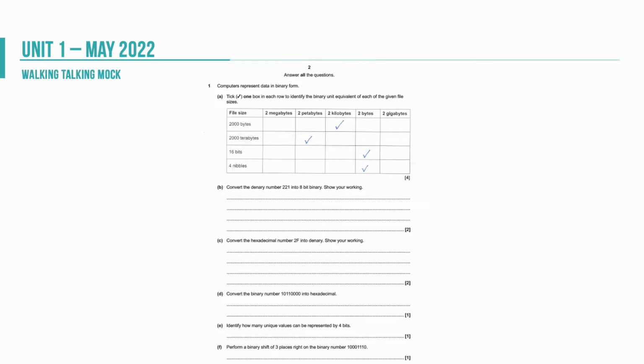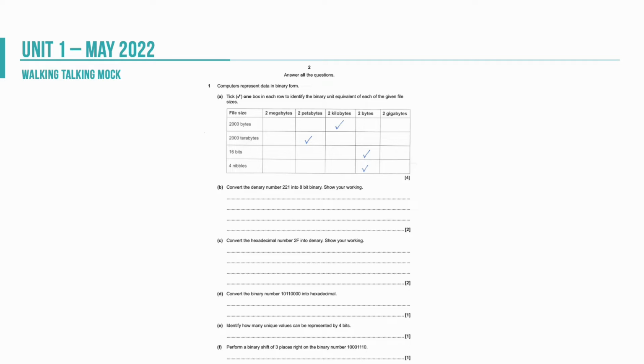So 2,000 bytes is 2 kilobytes. In the GCSE we always use 1,000 bytes to a kilobyte. It's actually 1,024, but you don't need to worry about that until A level. We've got 2,000 terabytes, and that is going to be equal to 2 petabytes, 16 bits, which is 2 bytes, and 4 nibbles. 4 nibbles is exactly the same, it's just another way of saying 16 bits. 4 marks available there. You get 1 mark per row, and it's just 1 tick per row. If you put more than 1 tick, you certainly can't get a mark.